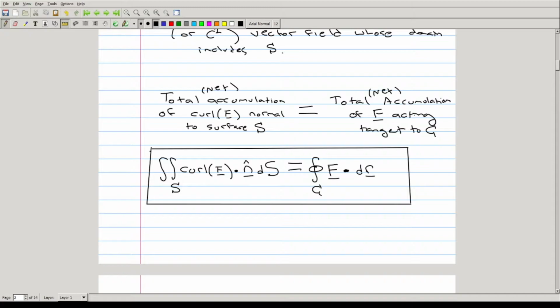But let's see if we can actually prove this for the general case. We're going to see that the proof is a little bit long, but it's worthwhile to go through. And really, what this proof breaks down to is the use of Green's theorem in the plane in a very special way.